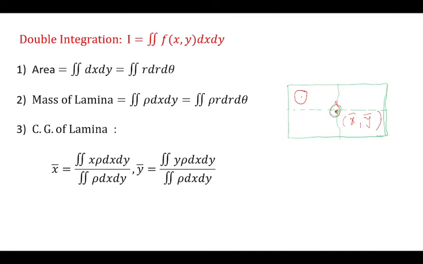Okay, so whatever that centroid or center of gravity is, we can find it by these formulas. We have the formula: double integration of x into rho dx dy divided by double integration of rho dx dy, and y bar we can find by this formula.